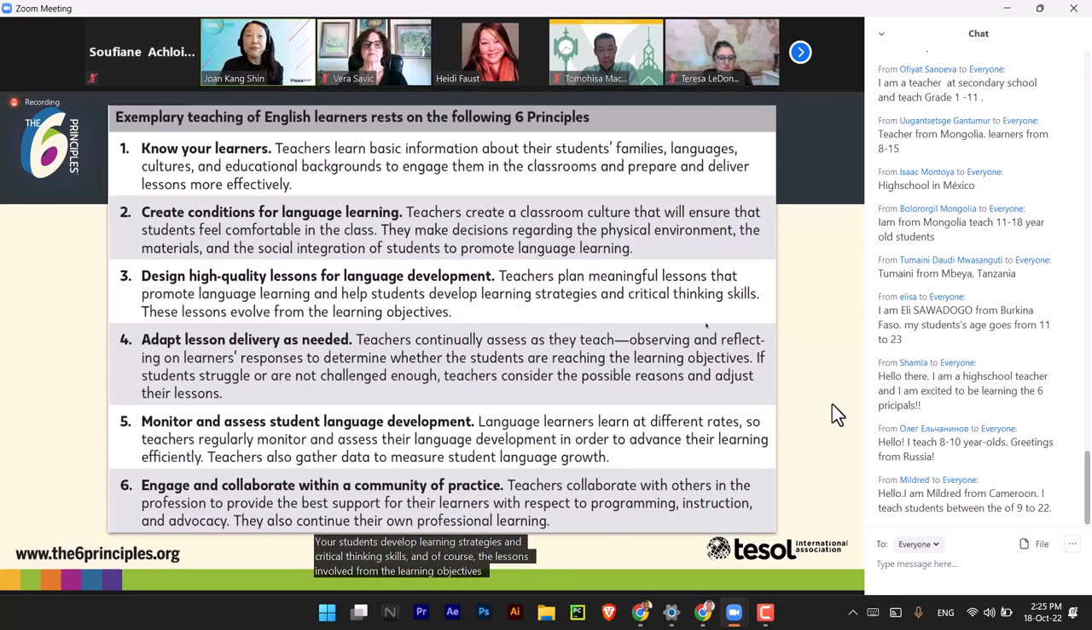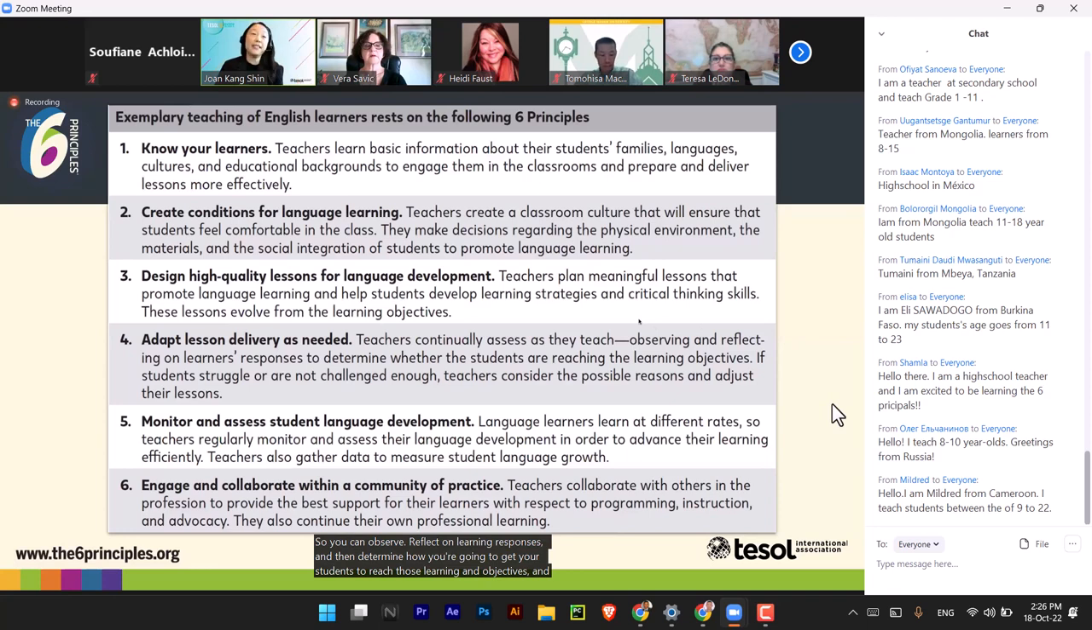Then the fourth principle is all about adapting lesson delivery as needed. So you're constantly assessing your learners as you teach. You can create the perfect lesson plan, but things don't always go as planned. And so you have to assess your students and then be able to adapt your lessons based on how your students are responding. So you're going to observe, reflect on learner responses, and then determine how you're going to get your students to reach those learning objectives.